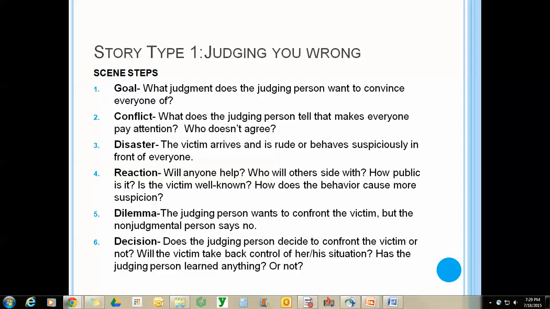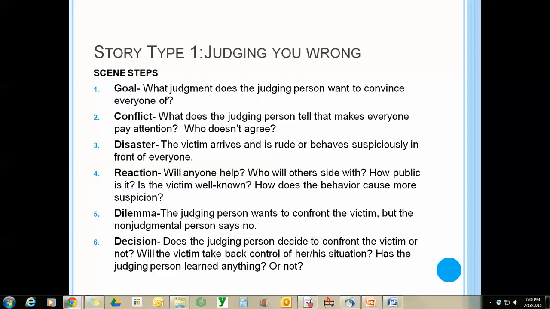What judgment does a judging person want to convince everyone of? Do they want to say, hey, look at the way this person is dressed, look at the clan they came from, look at the way they're behaving, I heard bad things about them? What is it that they feel they need to convince everybody of? So what would the conflict be? What do they tell everybody that makes them pay attention? There has to be some kind of evidence, right? There maybe even is somebody who doesn't agree, like a non-judgmental person. So what is the conflict to this? And there has to be something, right?